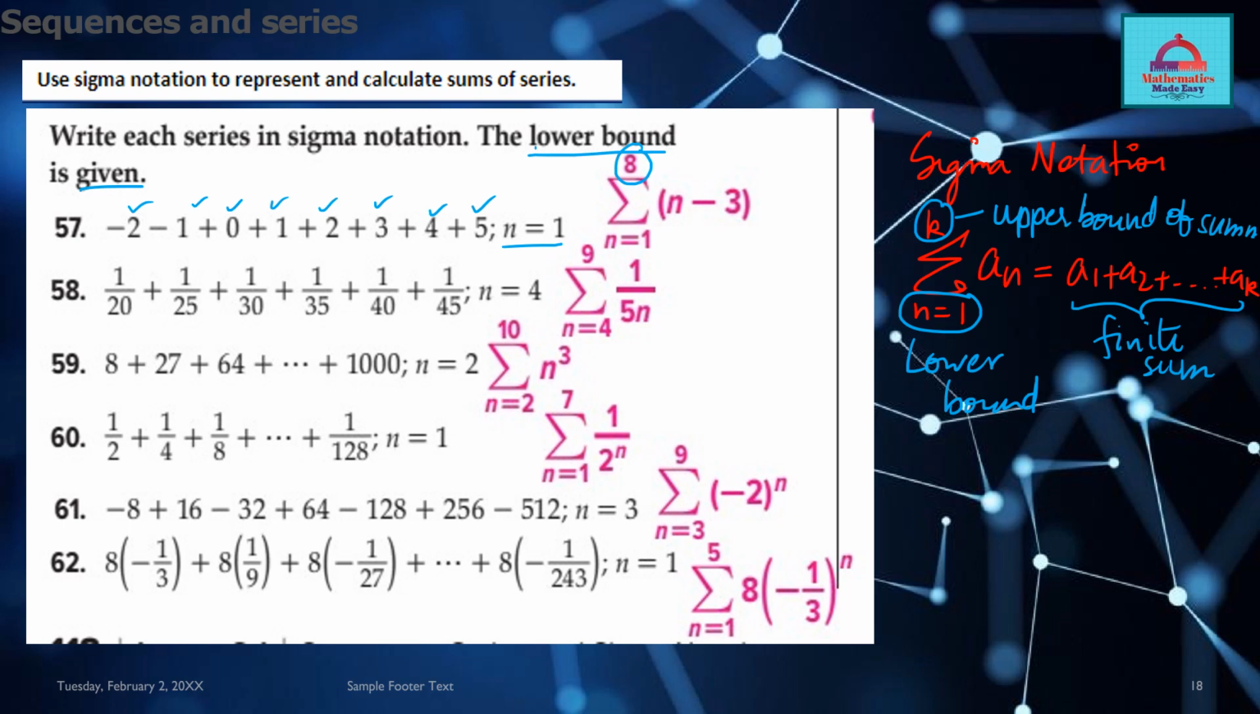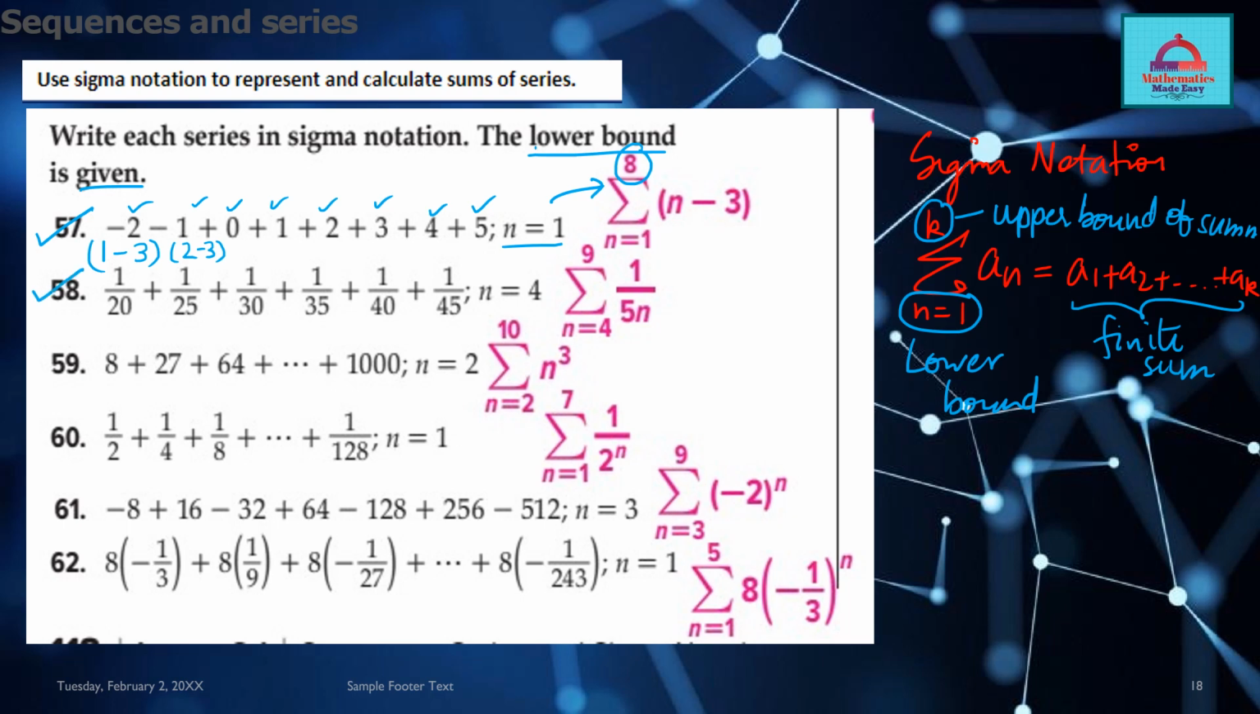So if you start from 1, then the first term is 1 minus 3. The next term is 2 minus 3. The next term is 3 minus 3, 0, and so on. So there is a pattern that you see here. So the pattern is the nth term, which is n minus 3. So you can write this in summation notation or sigma notation as summation n equal to 1 to 8 of n minus 3. So that's how 57 will be solved.